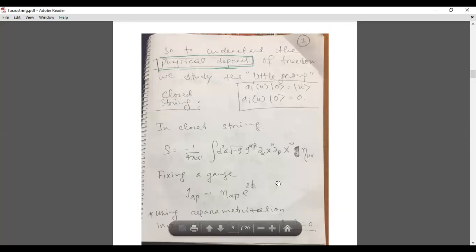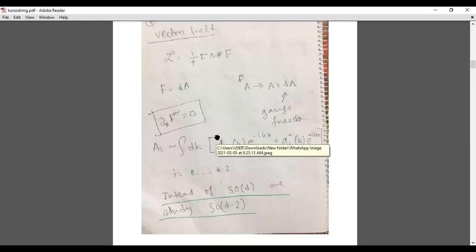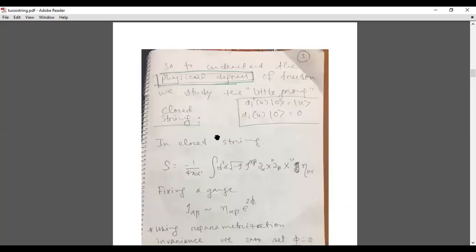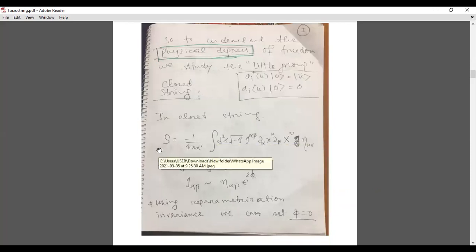Okay. So when you have a closed string, what we are going to do is study the massless modes of the closed string. For example, here we have the massless modes, right? The particles you create from the vacuum are the massless modes. We are going to do the same thing, but before doing that, let's quickly remember what the closed string action is, right?